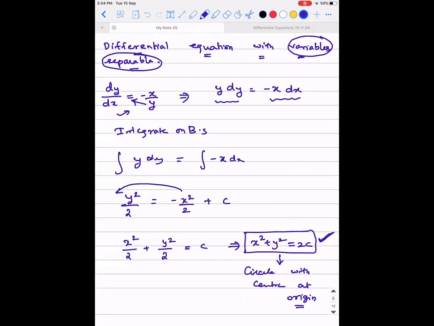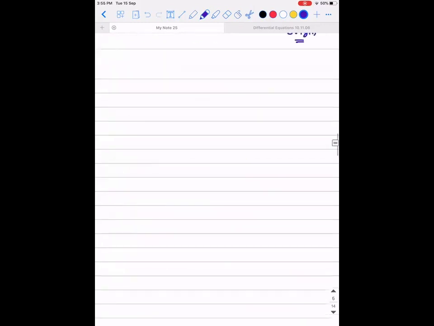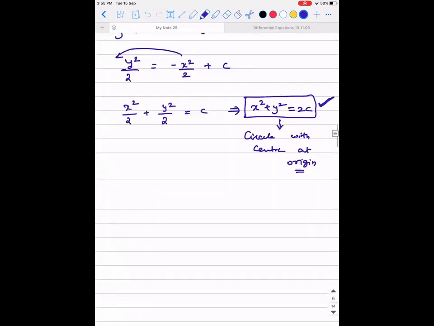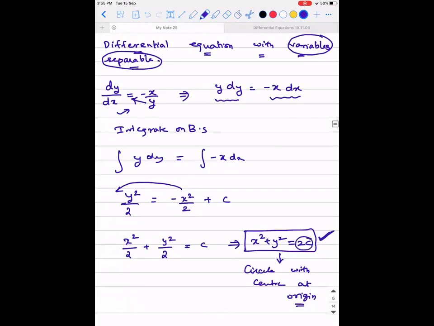Please make a note of it. Sir, is this also a general equation solution, general solution? Yes, it is, because you have 2c, and we don't know the value of c. It's a general solution. Okay, sir.